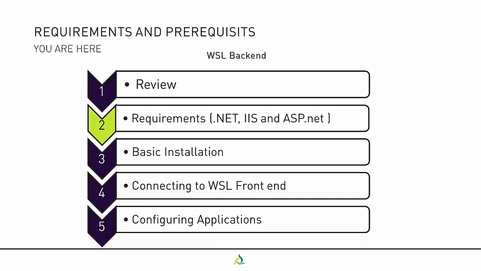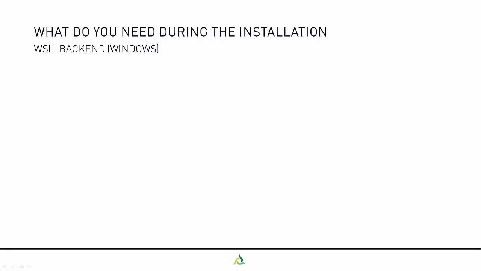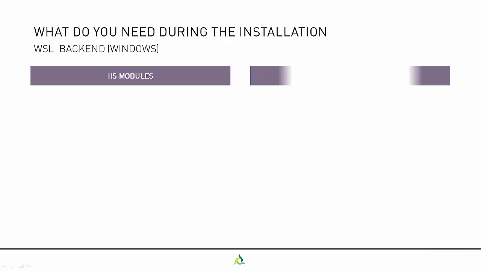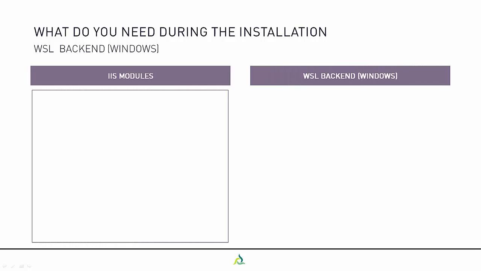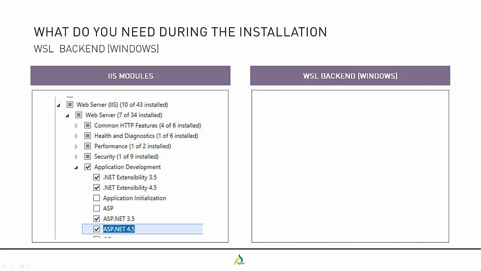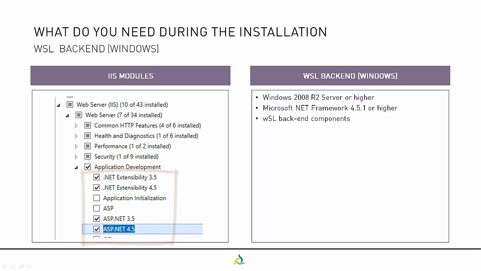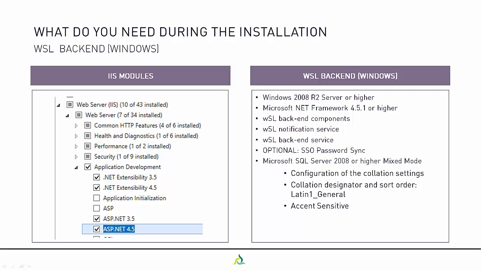So moving to the requirements part, what do we see? On the left side we have the IIS modules. As you can see, we need to install ASP.NET. I actually use both versions just in case. On the right side is the server description, if you want that information in more detail for end users. Windows 2008 R2 is the minimum requirement. Windows Server 2012 is okay. Microsoft .NET framework, as we just saw on the left side.